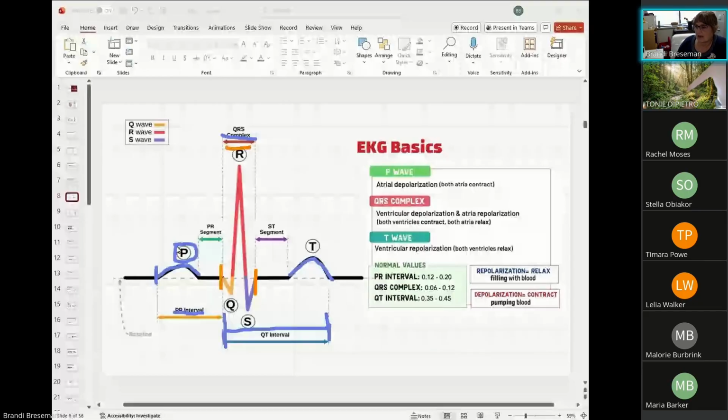So that's why, when we give medications that can potentially prolong the QT interval, we want to make sure that they don't already have a prolonged QT interval, because we are increasing the risk for sudden cardiac death. That's why it's important. Normal QT interval is 0.35 to 0.45 seconds.